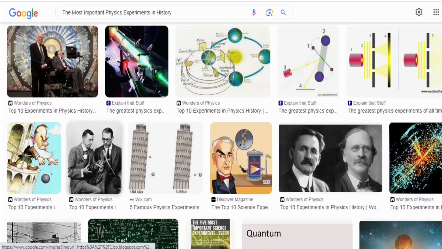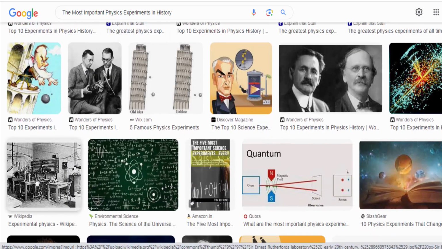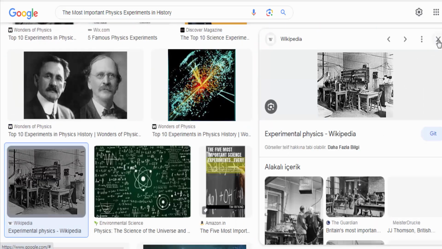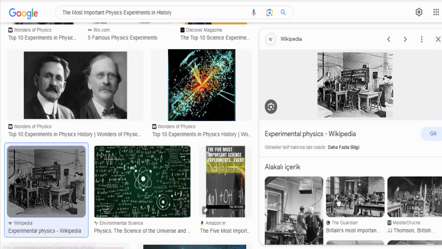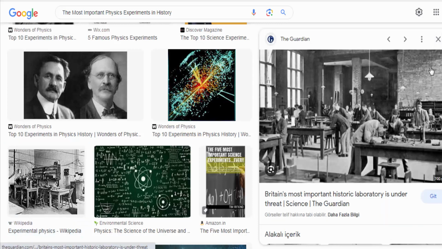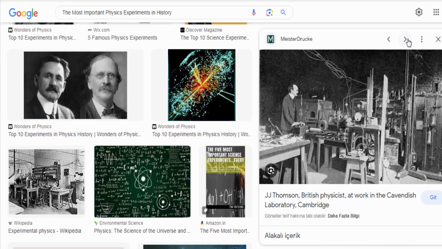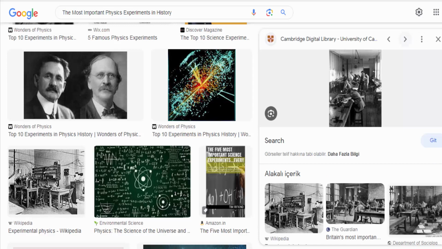Cavendish Experiment, 1797 to 1798, conducted by Henry Cavendish. This experiment determined the value of the gravitational constant, G, and measured the mass of the Earth. It involved measuring the gravitational attraction between lead spheres and smaller spheres.